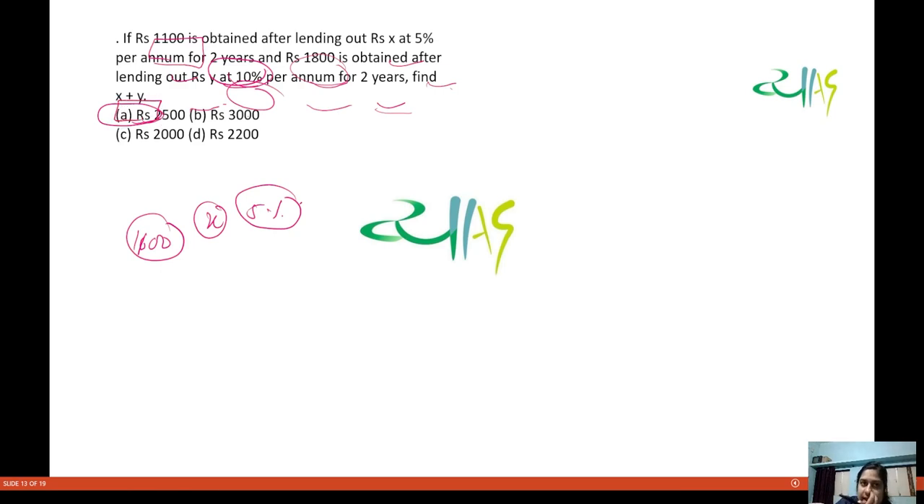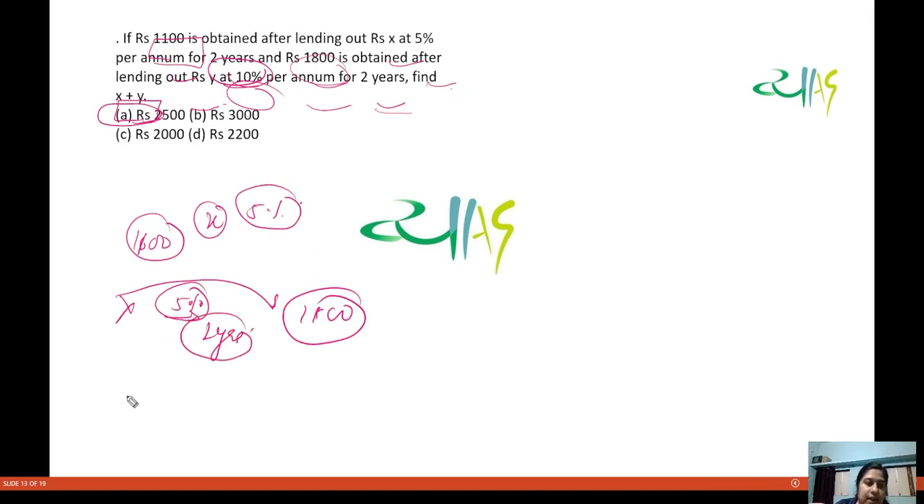So what it is saying is that we lent out rupees X at 5%, and it became 1100 after 2 years. And then we lent rupees Y, and it became 1800 after 2 years at 10% per annum. So find X plus Y.